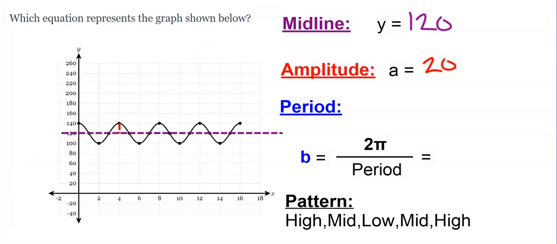One complete cycle is here at 1, 2, 3, 4, 5. So therefore it ends at 4. My period is 4. If I put it into my formula, it's 2 pi divided by 4. And if I reduce this, this is now going to be pi over 2. So that is my frequency. The last thing is our pattern is from high, mid, low, mid, high, which is our cosine function. Again, it makes that U shape when we do one complete cycle.